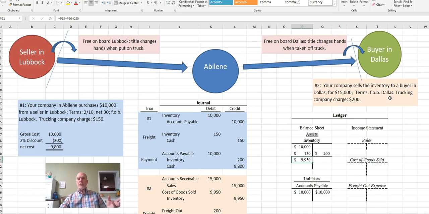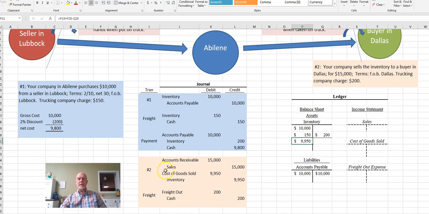Remember, when you sell your product, there are two things to record: the sale and the cost of the sale. Let me move this up just a little bit. The sale was for $15,000, so debit accounts receivable and credit sales. I just don't have the accounts receivable on here right now. Also record the fact that you no longer have this product, so we're crediting inventory, $9,950, and debiting cost of goods sold.